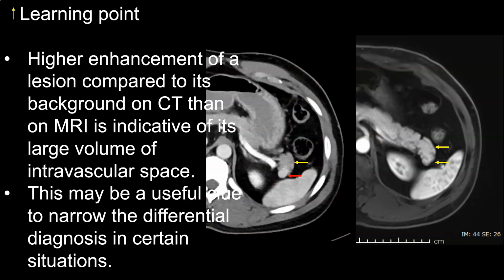So the learning point here is that higher enhancement of a lesion compared to its background on CT than on MRI is indicative of its large volume of intravascular space. This may be a useful clue to narrow the differential diagnosis in certain situations.